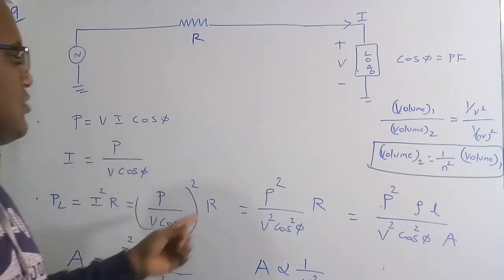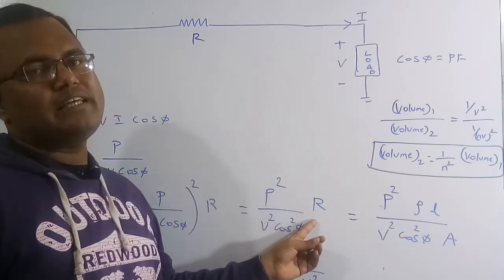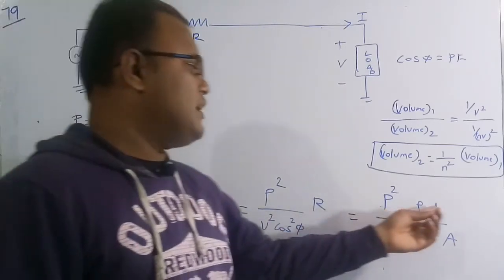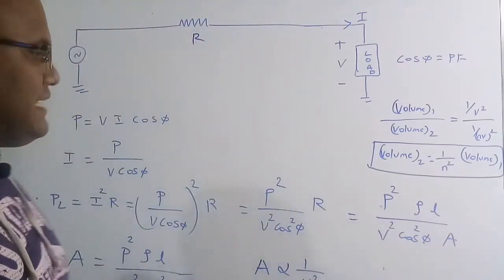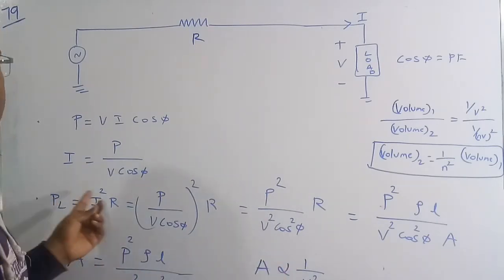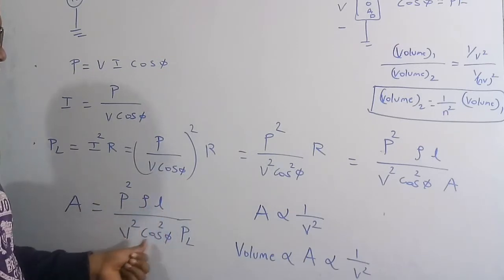So if you do this one, we are going to get P square into R by V square cos square phi. But R is called the resistance of the line. So resistance is nothing but rho L by A. Now I am going to take A here. Therefore, PL I am going to take down, and A I am going to take upward. So we get A equal to P square rho L by V square cos square phi PL.